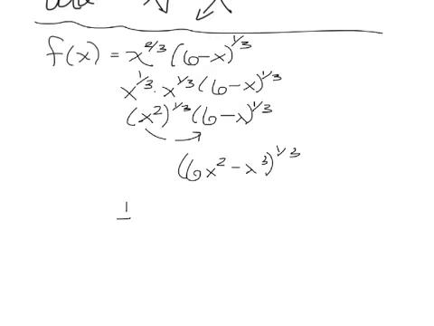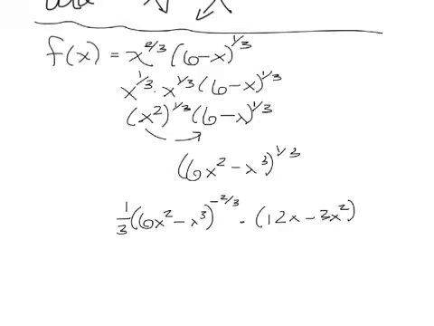So that would give us 1/3 times 6x squared minus x cubed to the negative 2/3 power multiplied by 12x minus 3x squared. Any part of that confusing? Okay.